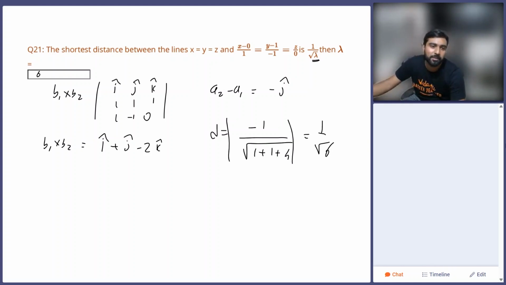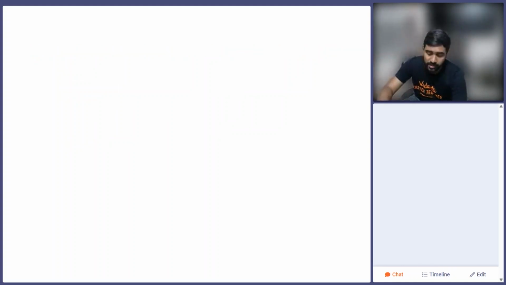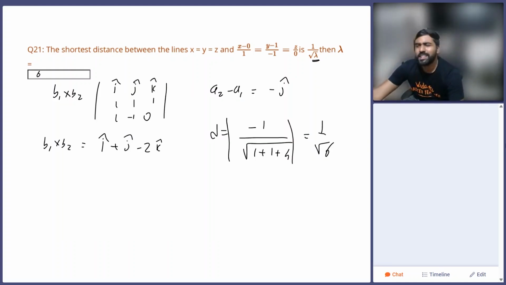So lambda ka value will be equal to 6. That's the answer for the question. Yeah, 6 will be the answer over here. Direct and simple sub question. Okay, not at all a difficult one over here.